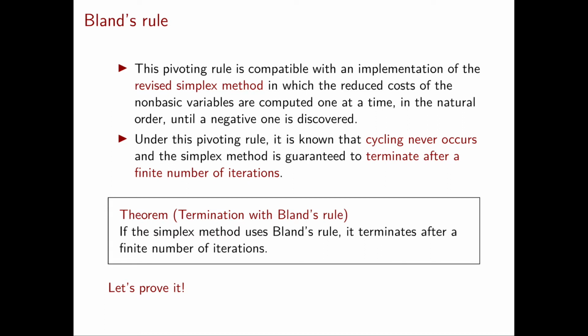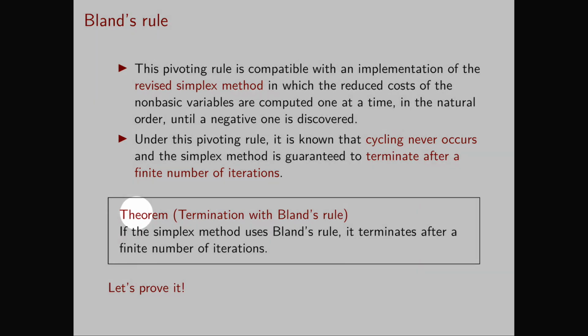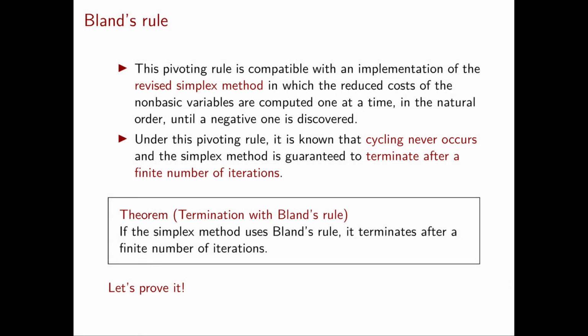In particular, it can also be used in the revised simplex method, in which the reduced costs of the non-basic variables are computed one at a time, in the natural order, until a negative one is discovered. And if you remember, this is the implementation that we discussed when we saw that the revised simplex method in the average case is better than the full tableau. Also, Bland's rule, like the lexicographic pivoting rule, avoids cycling, and so using this rule, the simplex method terminates after a finite number of iterations. This is formally stated in this theorem. If the simplex method uses Bland's rule, it terminates after a finite number of iterations.